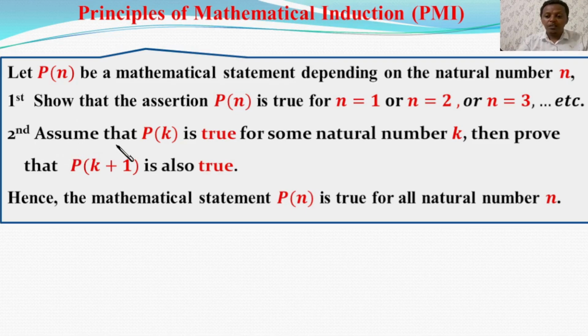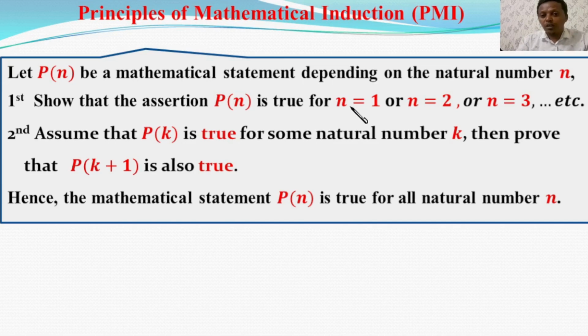Second, we assume P of k is true for some natural number k. Based on this assumption, we prove that the statement is also true for k plus 1. So inductively, the mathematical statement is true for all natural numbers, because in the first step, we showed that it is true for n equals 1.